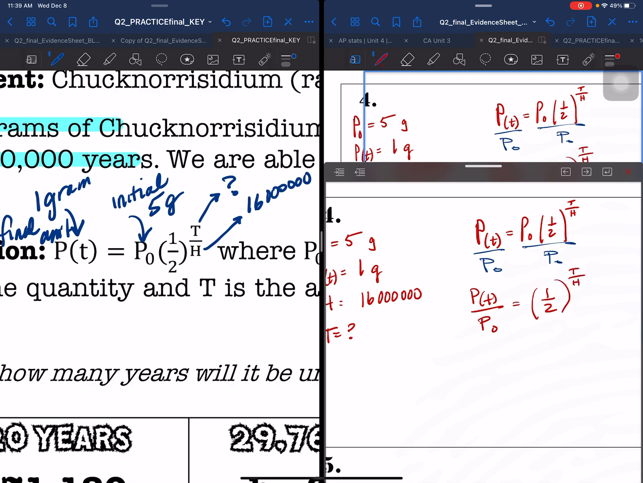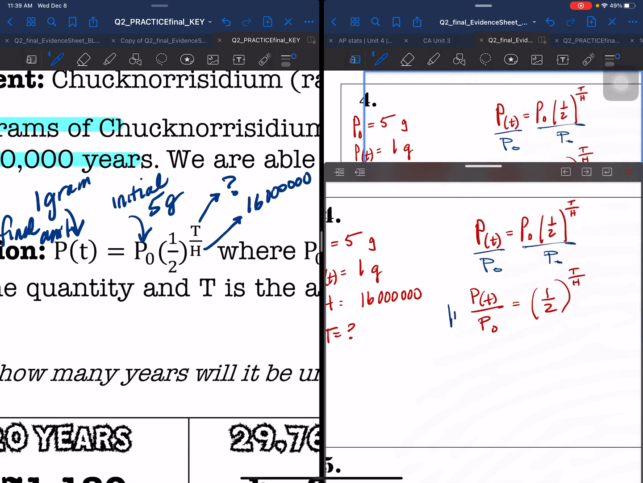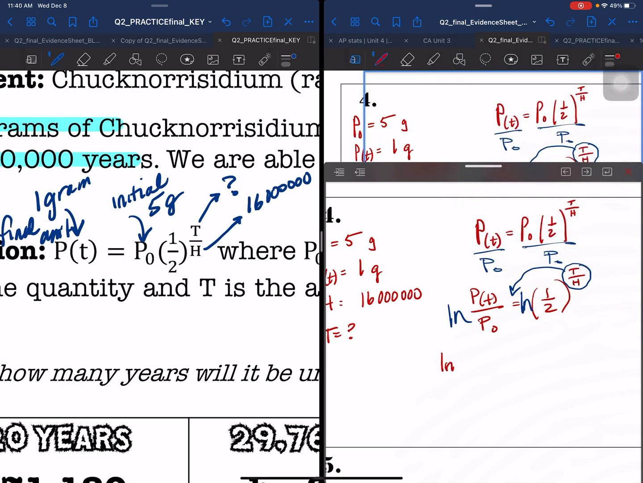That'll take me so that I now have Pt over P naught equals 1/2 raised to the t over h. Now, I want to take the log of both sides, and I like to use the natural log just because it's one less letter. The reason I do that is because I want to be able to swing this exponent down to the front. So let's rewrite that as ln of Pt over P naught equals t over h times ln of 1/2.